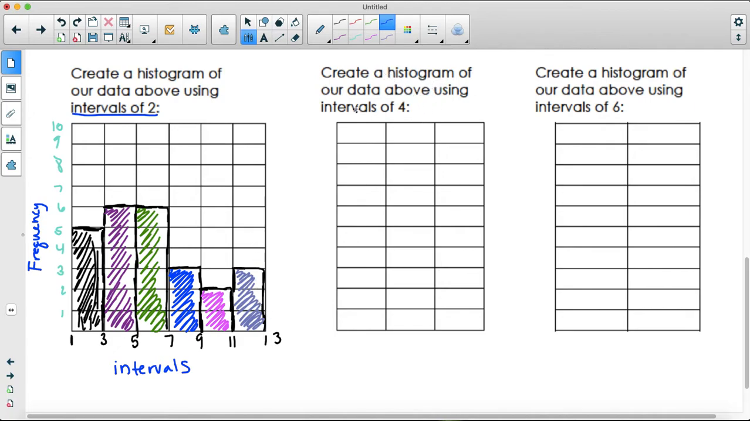Now we're going to create a histogram of our data above using intervals of 4. So intervals of 4.